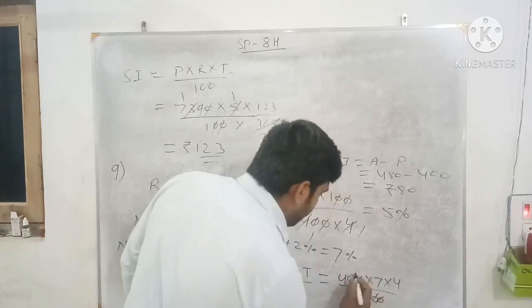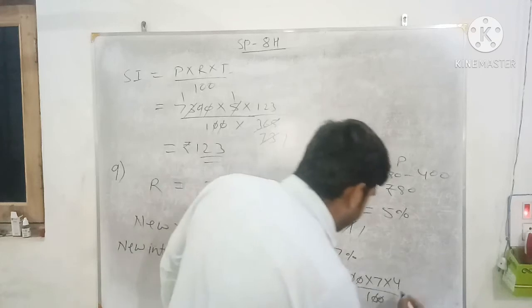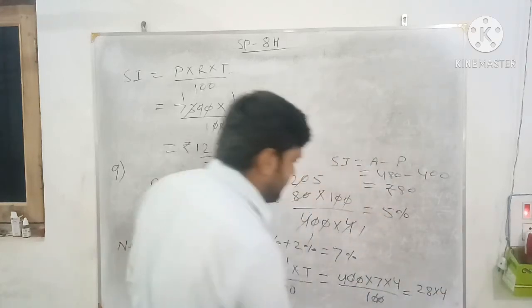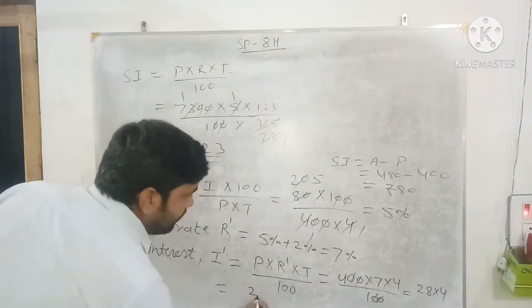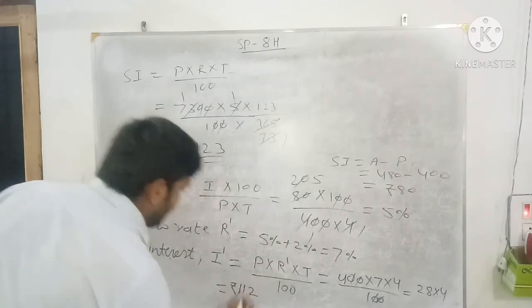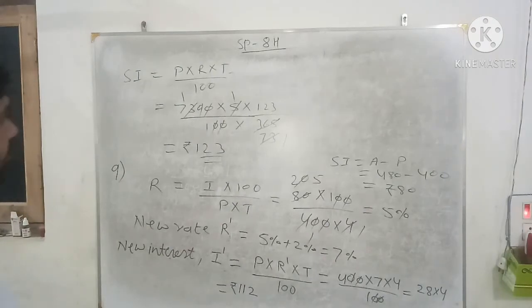Now see, both the zeros are cancelled. So what you get? 4 7s are 28 into 4. That will be the interest. So when you multiply it, you will get 4 8s are 32, 4 2s are 8, 3 is 11, 112 rupees interest. So amount will be what? 400 plus 112. That is 512.